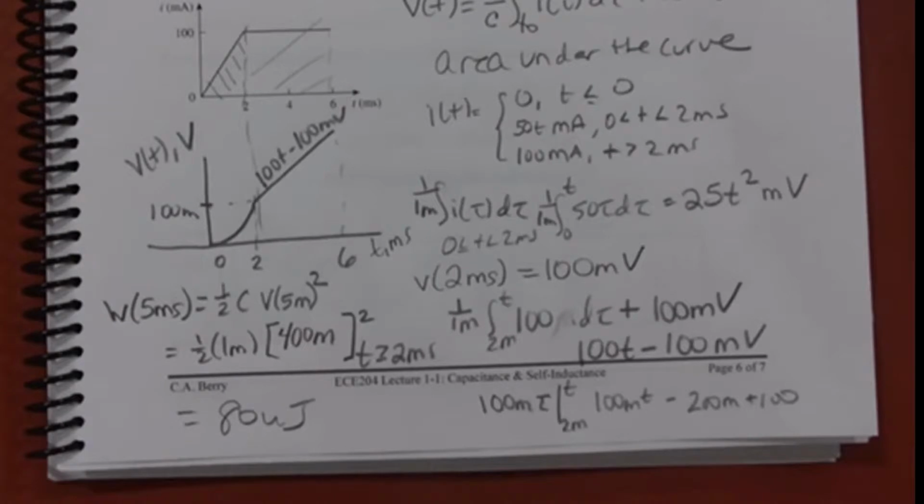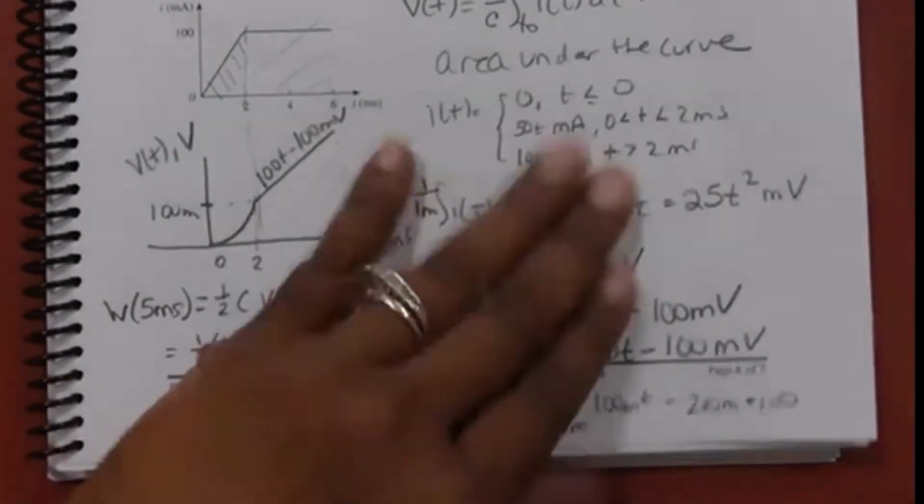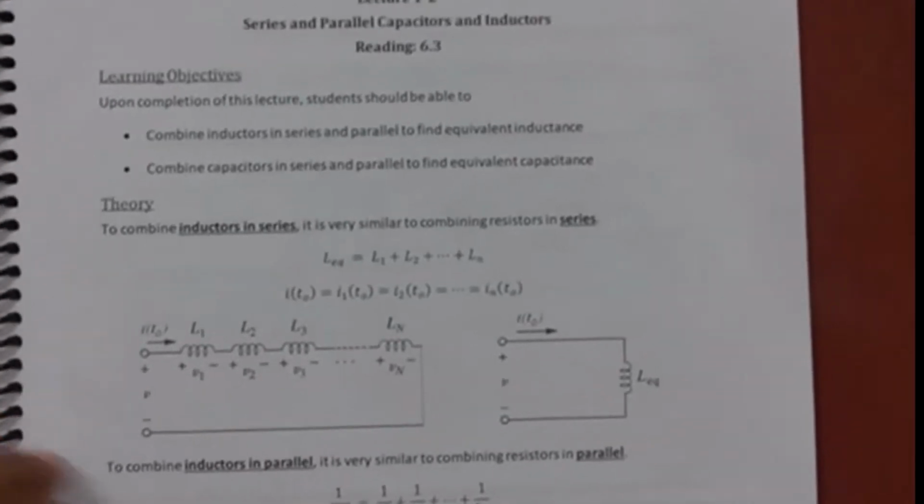80 microjoules. Micro is times 10 to the negative 6. Okay, all right. Skip page 7, it shouldn't be there. So lecture 1-2. Let's talk about series and parallel inductors and capacitors.